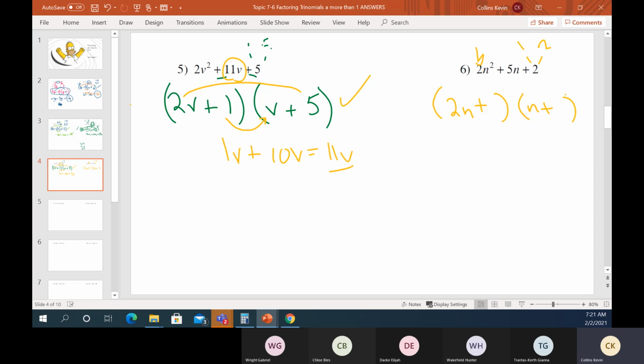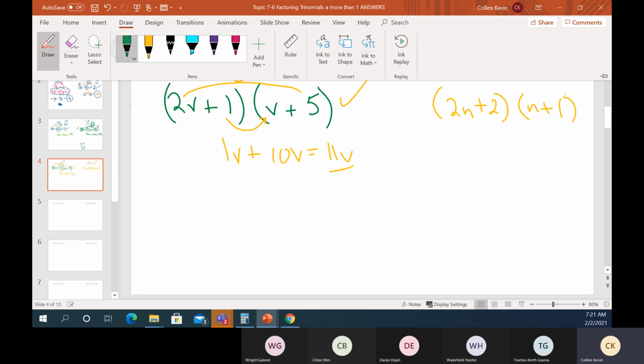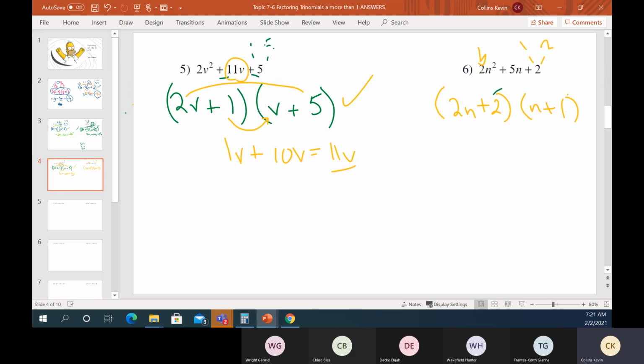Okay, so you want to try the 2? So we'll do 2 here and a 1 here. Okay, so let's check it out. So we have 2 times n, so that's going to be 2n. And then we have 2 times 1, that's going to be another 2n. And that equals 4n. So that guy didn't match up. But it's a pretty easy fix, right? Because all we have to do is what? We're going to try this again. What do we do with the 1 and the 2?